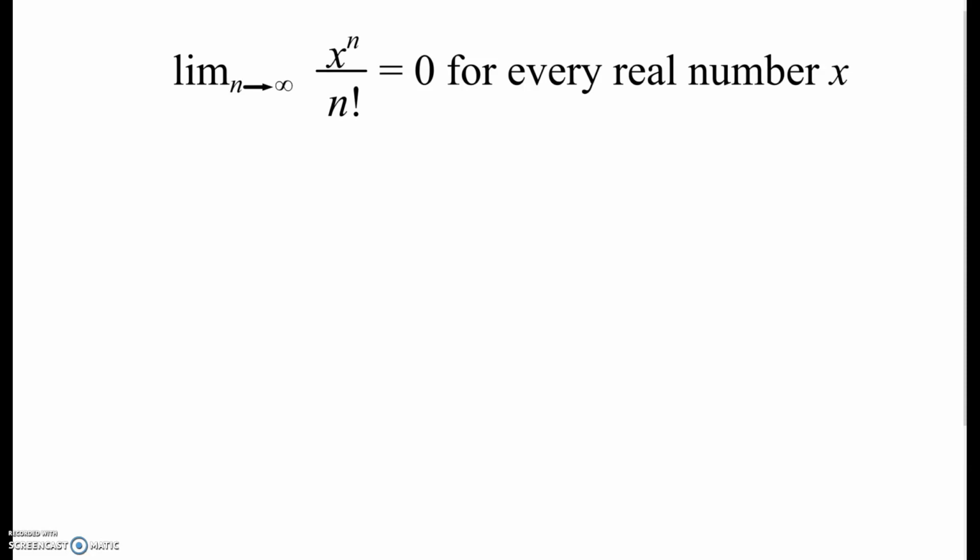One fact that will be helpful and useful as we continue is the fact that the limit as n approaches infinity of x to the n over n factorial is always equal to 0 for every real number x.